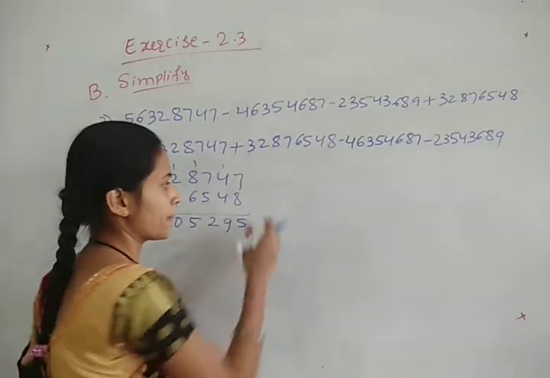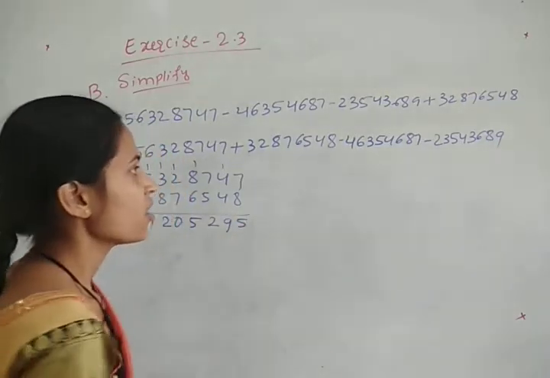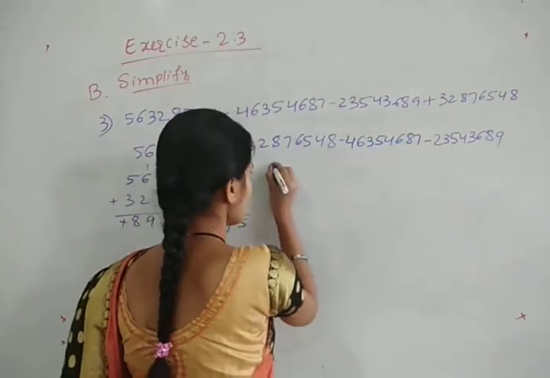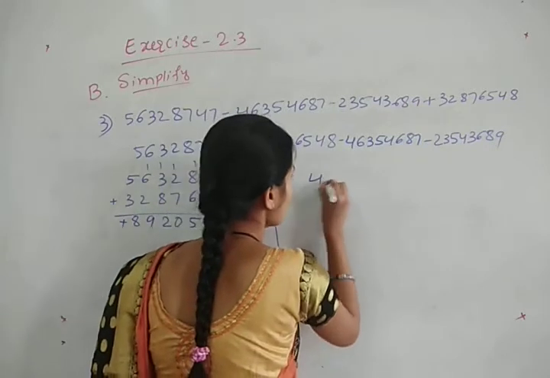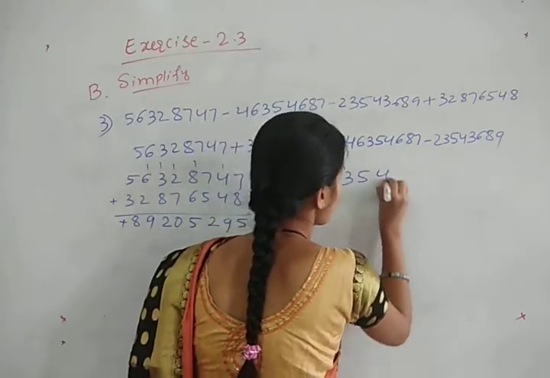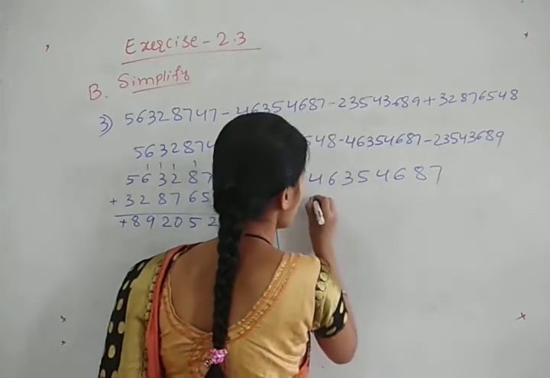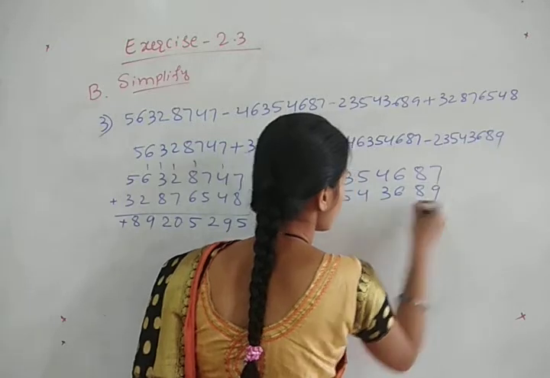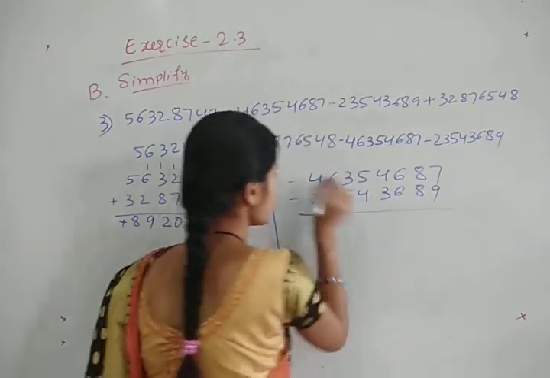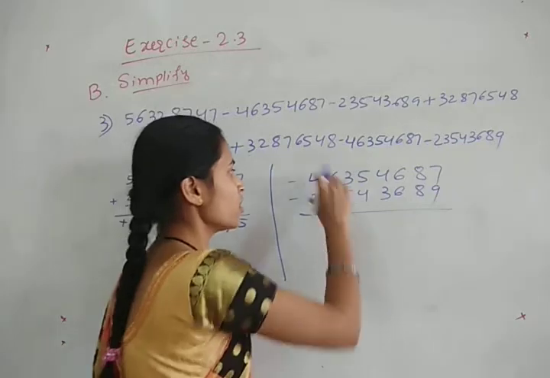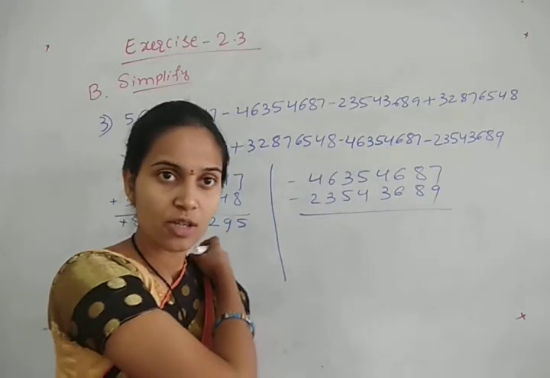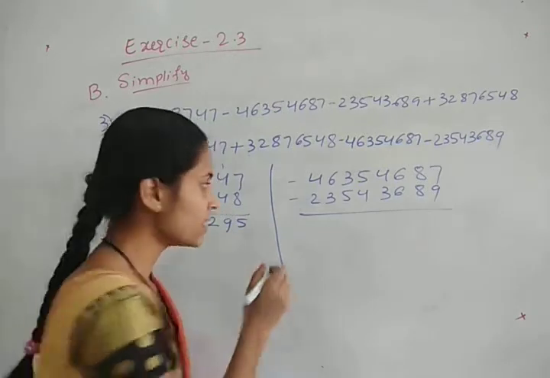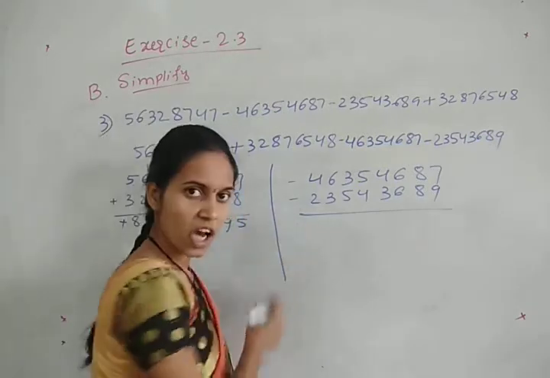Now in the next case, what will you do? You will add these two numbers with the minus symbol. Okay, so I will write here 4635 4687 and 2354 3689. Right, here the minus symbol, so this is also having the minus symbol. Now these two are having minus symbol, but we need to add those two, and lastly we need to keep the minus symbol before the answer.